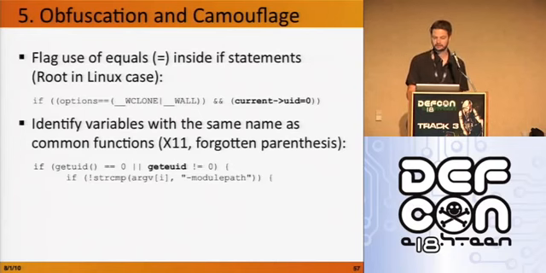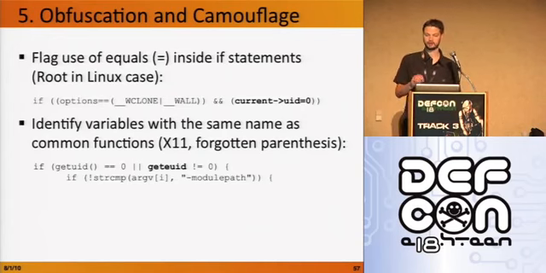Obfuscation and camouflage: we flag the usage of a single equals inside an if statement. You should not use a single equals in an if statement, so we flag that in the obfuscation and camouflage. We also flag when you're having the same name for a variable as a common function. If you're doing that, we will flag that in the obfuscation and camouflage.